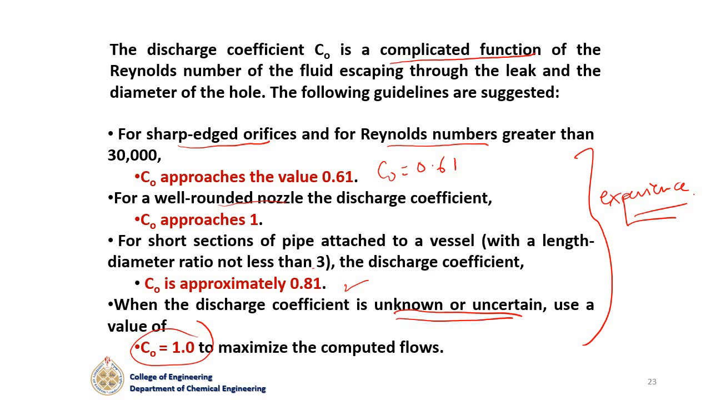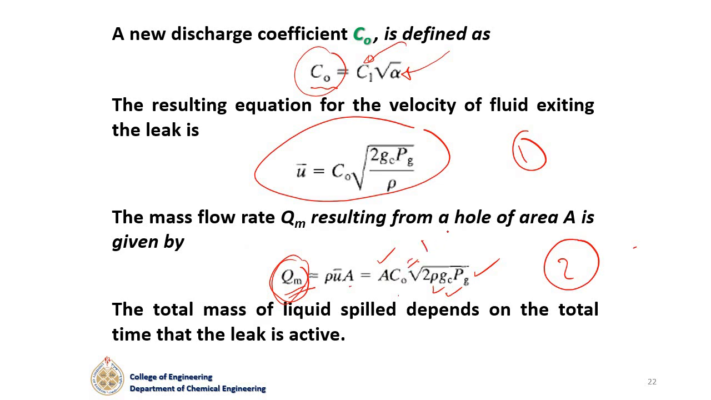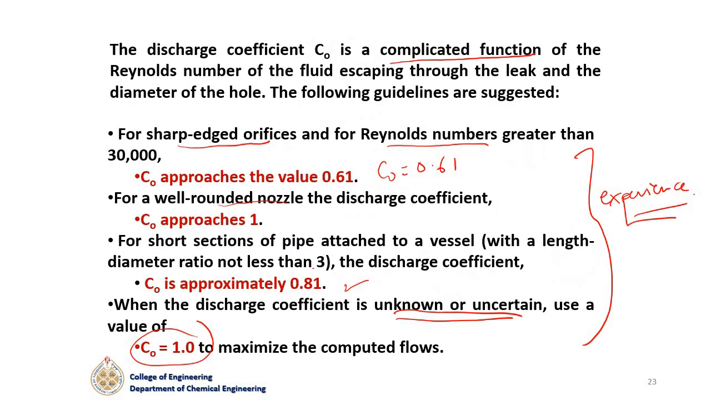And what does C naught equal to 1 mean? If you substitute C naught equal to 1 here, it means that I will have the maximum spill. So I'm taking more safety precautions by taking into consideration the maximum flow rate that will go out. But if you take, for example, C naught as 0.6, you're considering some friction that prevents some of that mass from being spilled out. But if you're not certain, not clear, consider this as equal to 1 to be on the safe side.